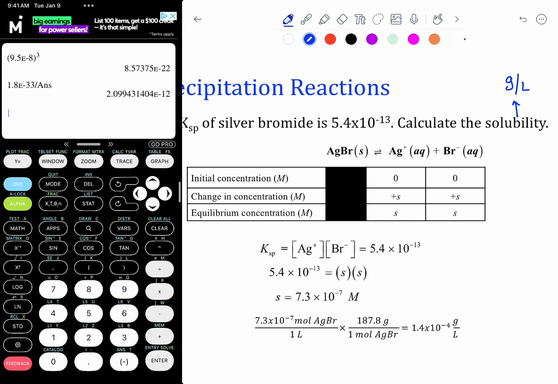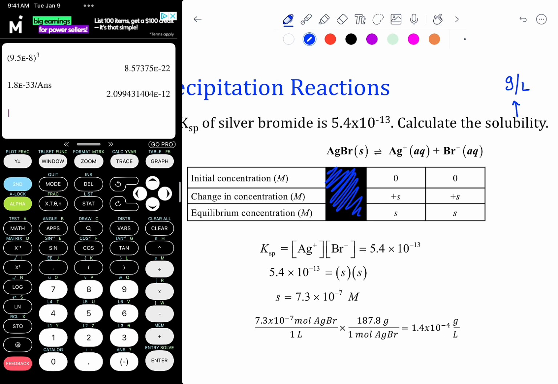We set up our ICE table the same way. The best part about ICE tables with precipitation reactions is that the reactant side is completely ignored because it's a solid. So we don't even care about that. That's going to make solving these problems a heck of a lot easier, trust me. We won't even have to worry about approximations or quadratic equations or anything like that. It's going to make it a lot easier to solve, as we'll see.